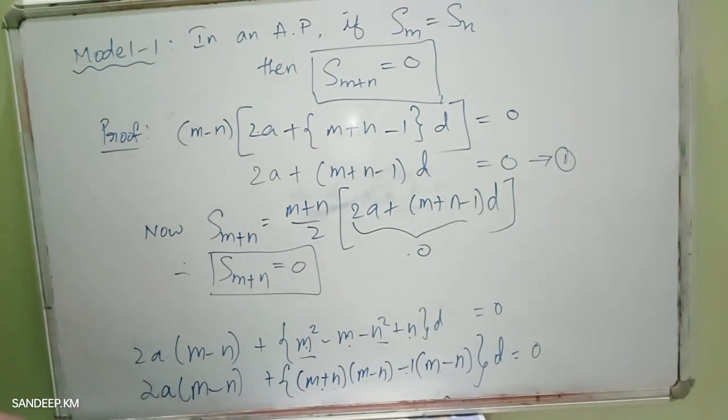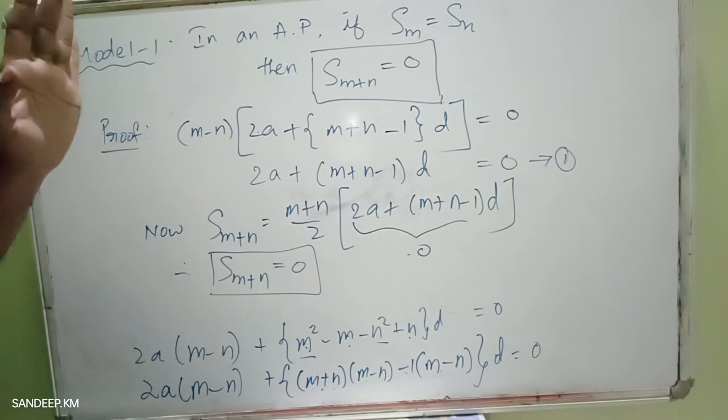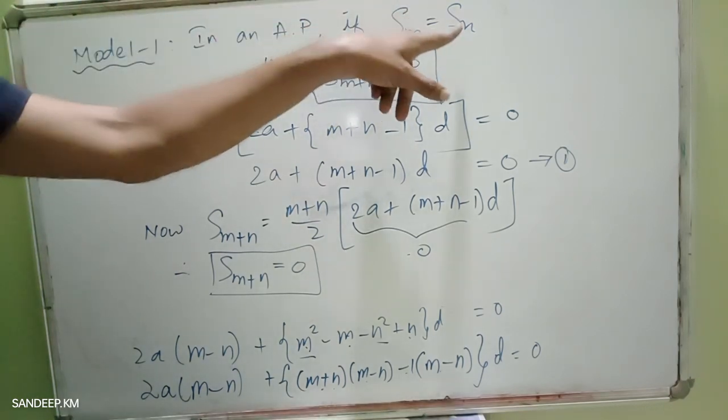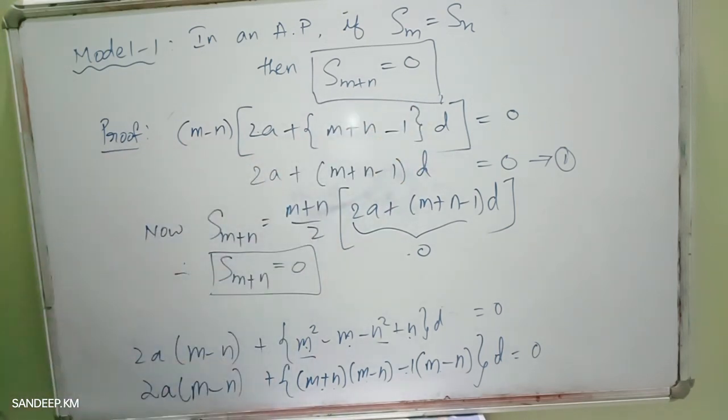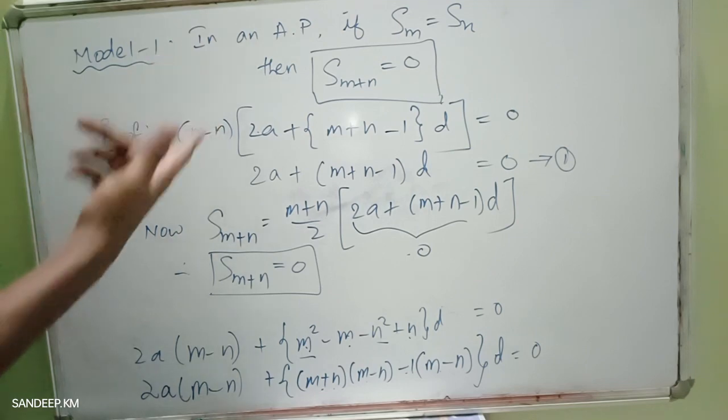Therefore dear students, remember, this works only for an AP. If the sum of m terms is equal to the sum of n terms, then the sum of m plus n terms will be equal to 0. Let us see its basic application. You can create your own question on this model.